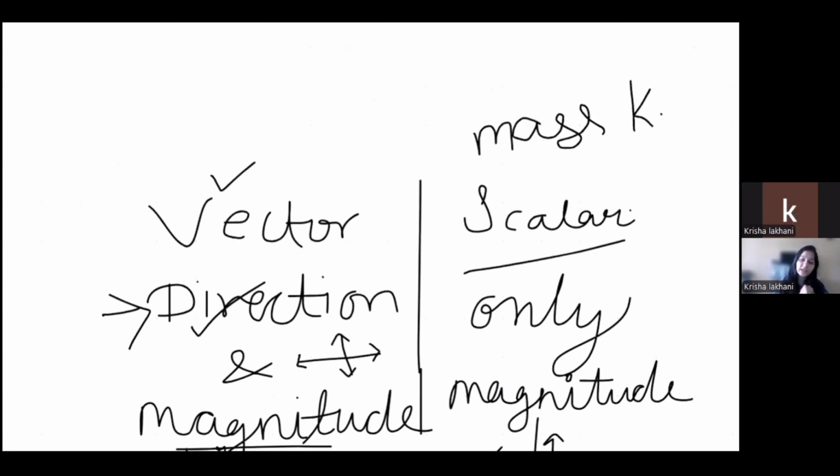इसमें कोई डायरेक्शन है? नहीं है. So that is why it is a scalar quantity. Vector quantity, it is force. Example is force. Please write. If you have not written, please write force.